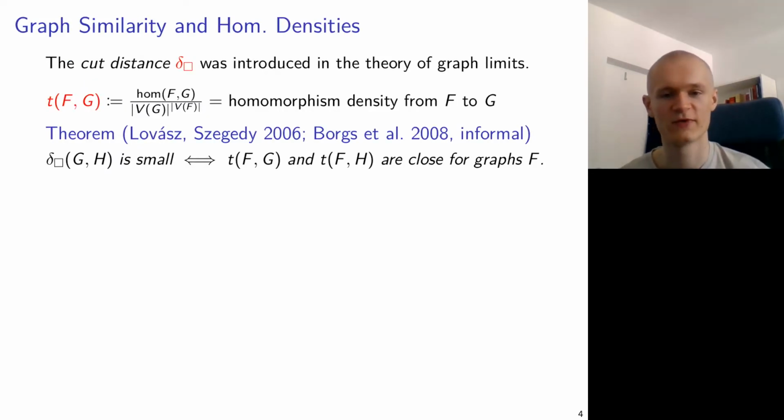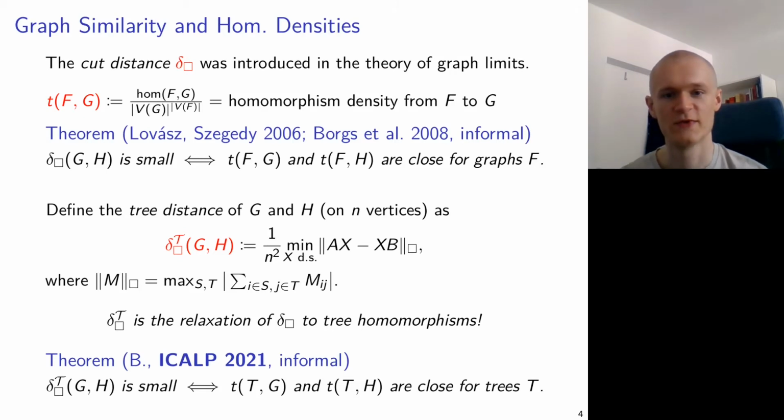However, in the theory of graph limits, there's this result regarding the cut distance and homomorphism densities, normalized homomorphism numbers. And this informally states that the cut distance is small if and only if these homomorphism densities are close. And up to now, this was the only result giving an approximate relationship between similarity and homomorphisms.